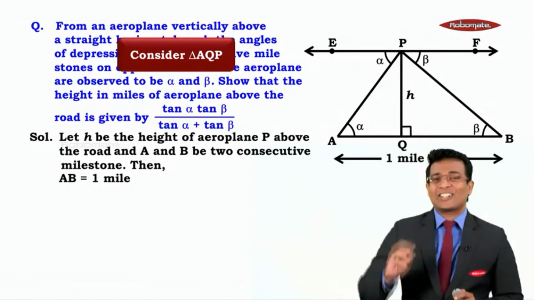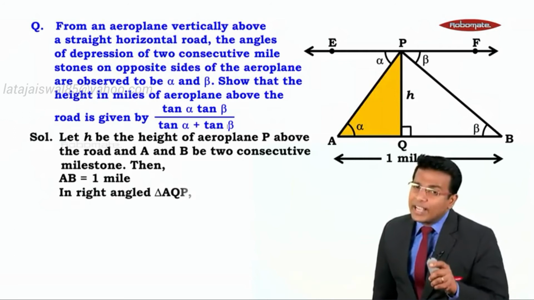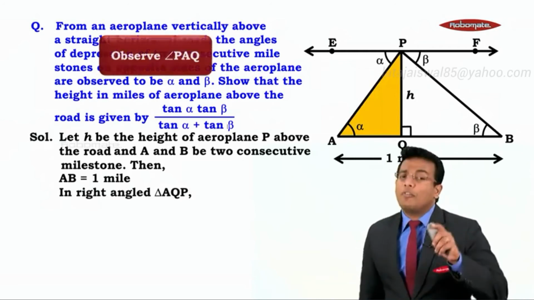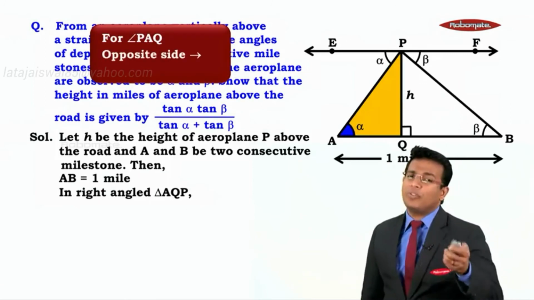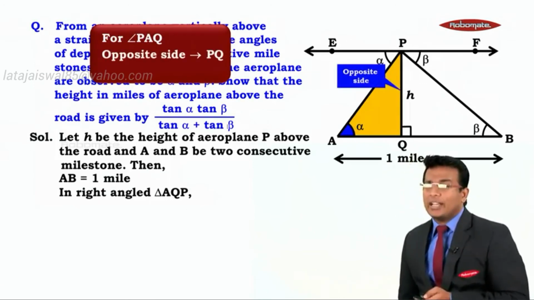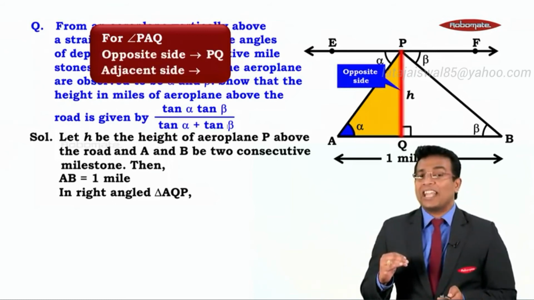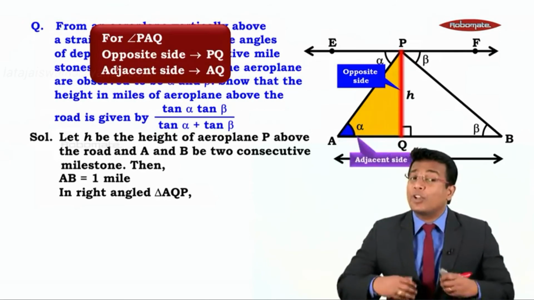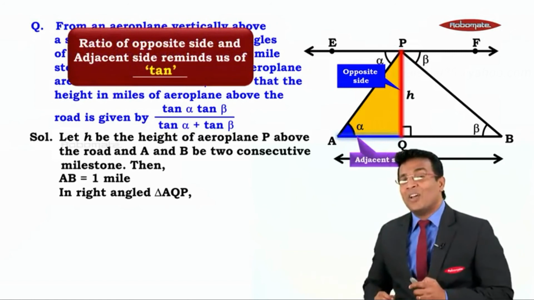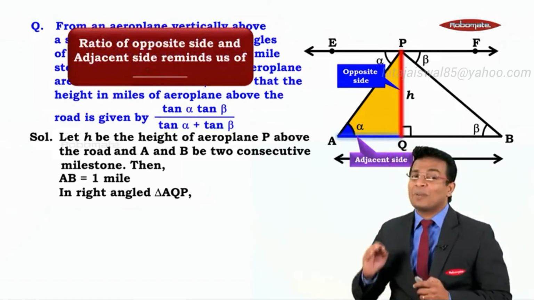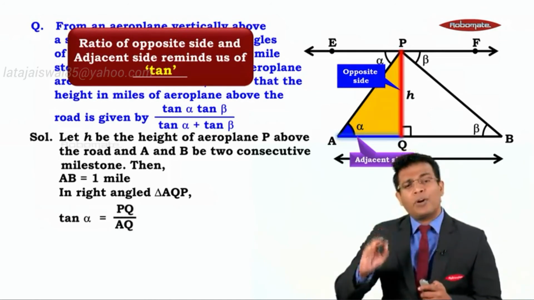Right. Let's understand how we are going to do this. We consider AQP, in which we have that acute angle alpha. So in that right angle triangle, for that angle PAQ, observe what we are supposed to find. We need to find the length of that opposite side H, that is PQ, and we need to get information about AQ, which is the adjacent side. So we are talking about opposite side and adjacent side. Which ratio comes to your mind? Opposite side and adjacent side is nothing but tan. So we use tan of alpha. So we write tan alpha is equal to PQ upon AQ.